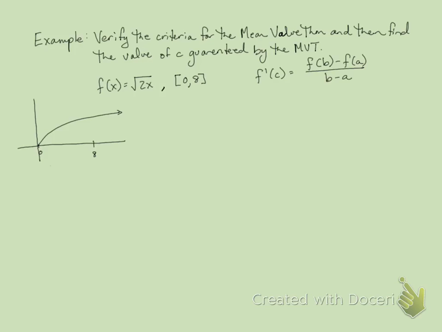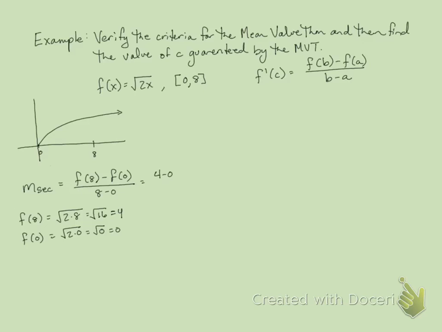The slope of our secant line is going to be f of 8 minus f of 0 over 8 minus 0. So f of 8, putting into our function, is going to be the square root of 2 times 8, the square root of 16, which is 4. And f of 0 is going to be the square root of 2 times 0, which is the square root of 0, which is 0. So the slope of our secant line is going to be 4 minus 0 over 8 minus 0, or 4/8, which is the same as 1/2.